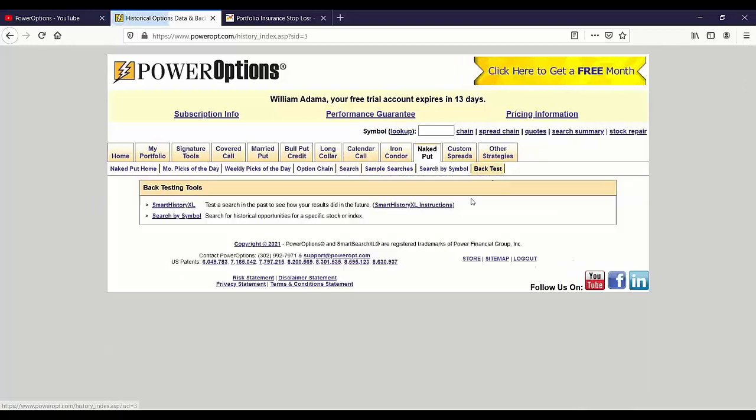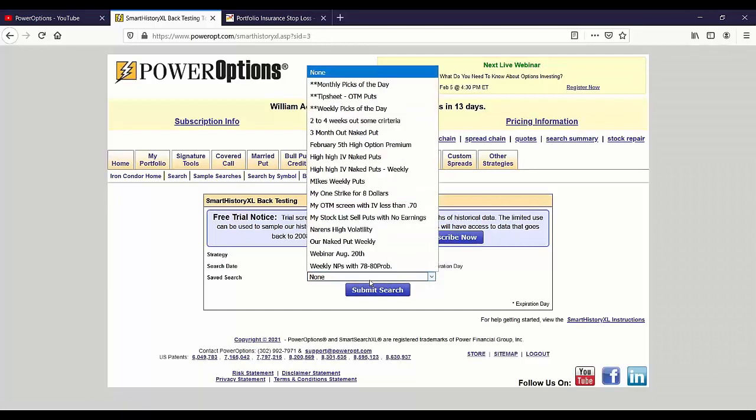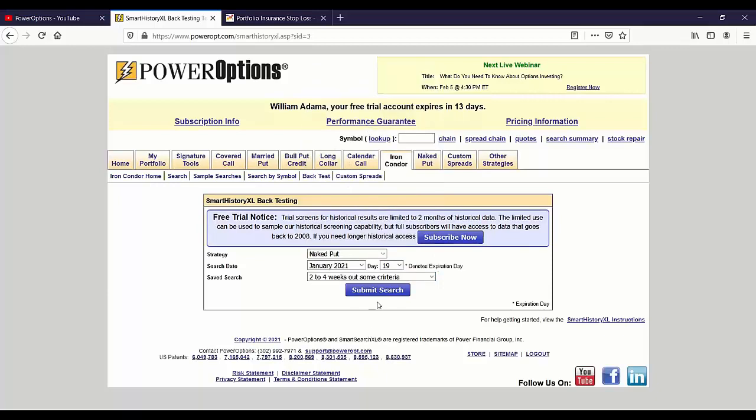What I'm going to do is go to Backtest. And in any strategy, if you're on the historical level of service, you can search historically based on options that match your criteria. So we're going to go to Naked Put, Backtest. Today's the 5th, so I'm going to go to January 19th. We're going to go to the Monday following January expiration to open new positions. And we are going to use that default search, 2 to 4 weeks out, some criteria.